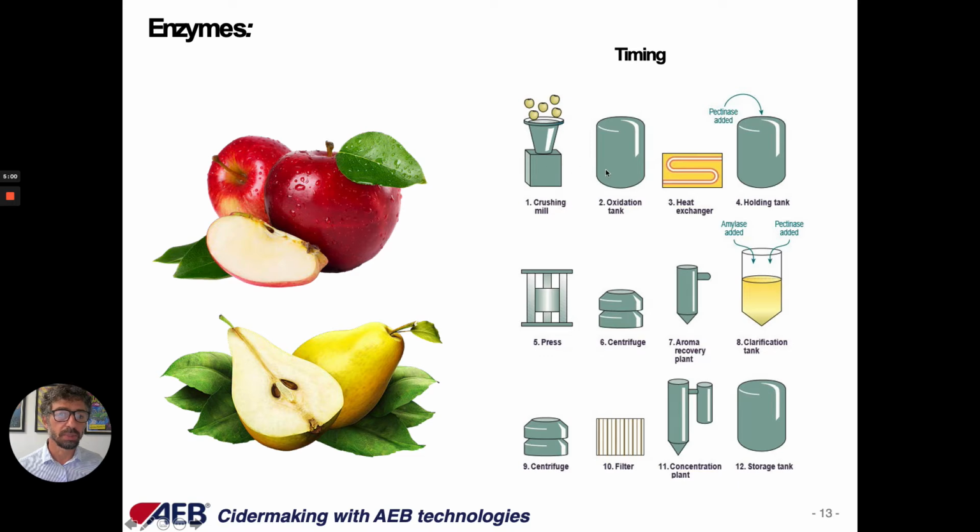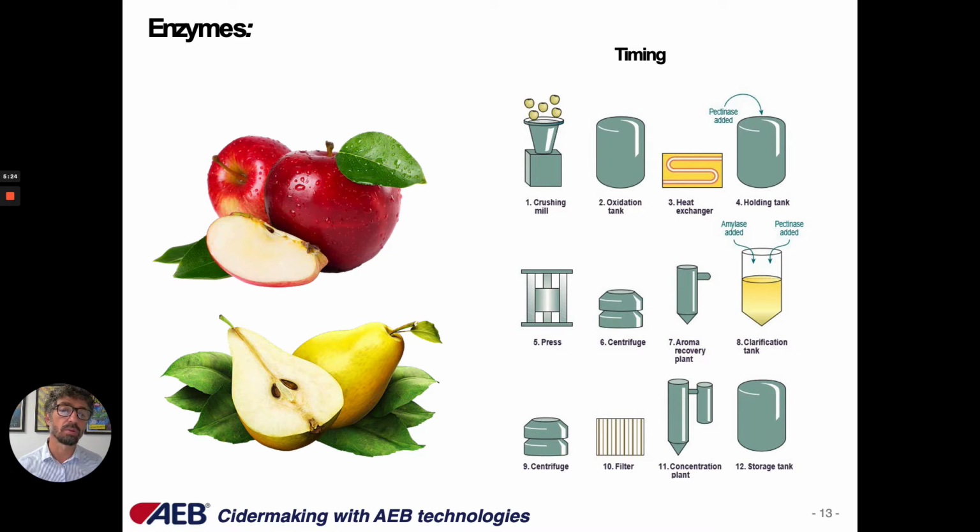We see the crushing mill and an oxidation tank, and here is where we add the pectinase to facilitate the breaking of the walls of the cells and the release of the juice during the pressing. When we do have the juice, this is when we add more pectinase to clarify the juice better, but also amylase to improve the sugar content and get rid of the starch.